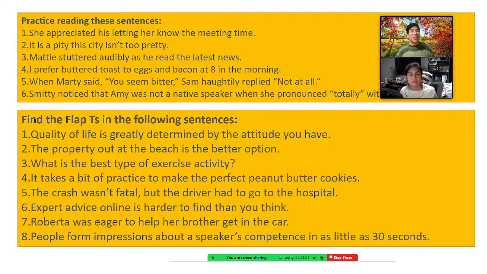Quality of life is greatly determined by the attitude you have.